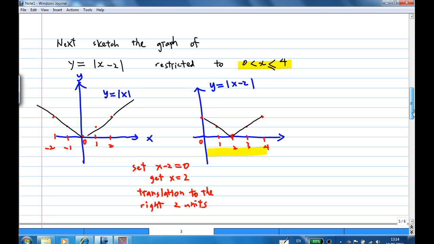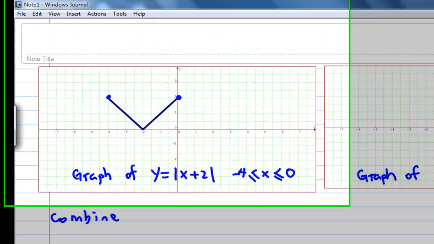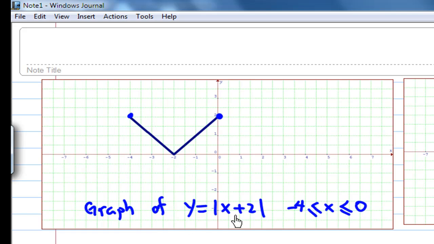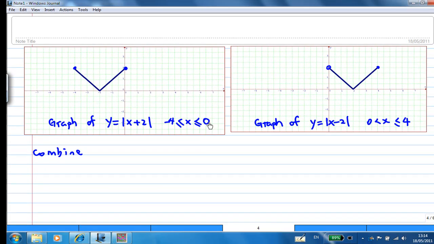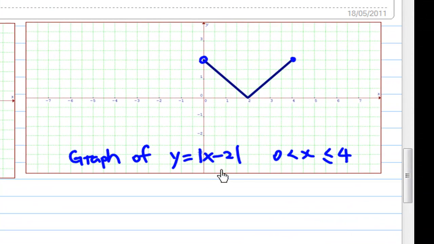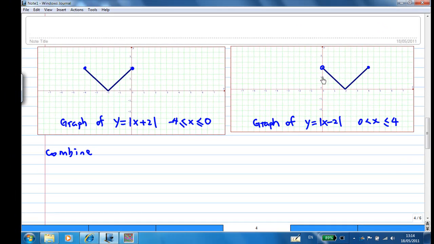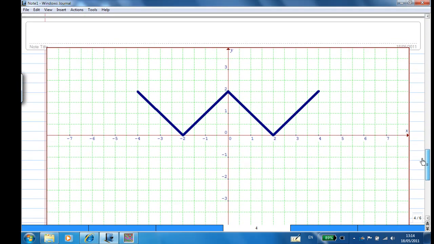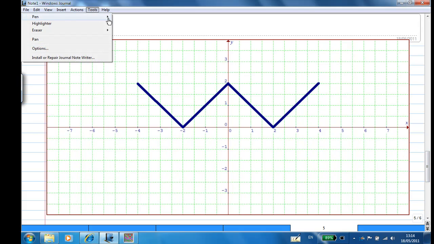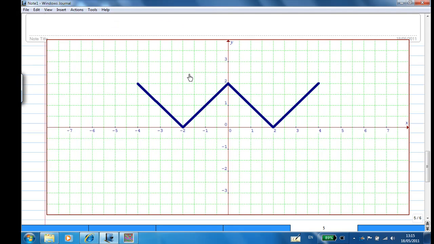Now putting the graph together, on the left, I have a graph of y equal to absolute value of x plus 2 for x between minus 4 and 0. On the right, I have a graph of y equal to absolute value of x minus 2 for x between 0 and 4. Notice that when x equal to 0, the value of y is 2, but this is excluded. Combine these two together, then you have a graph like this. So let me label all the portions of the graph.